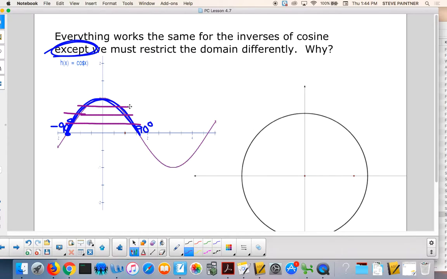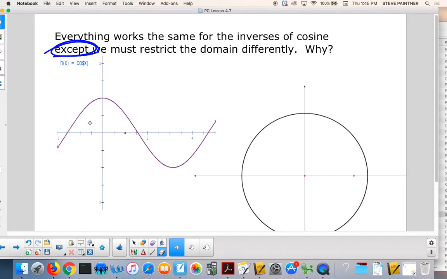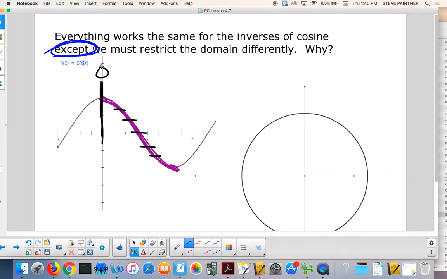So the question is, why? Because from negative 90 to 90, I hit it twice with a horizontal line. It doesn't have an inverse. Unless I look at it differently, and how differently is that? Look from here all the way to right here. If you just look here to here, guys, does it have an inverse now? I think so. I hit it once with every horizontal line. It does work now. Now I have an inverse. So you know what they say for cosine? Restrict your domain from where? 0 radians all the way to what?